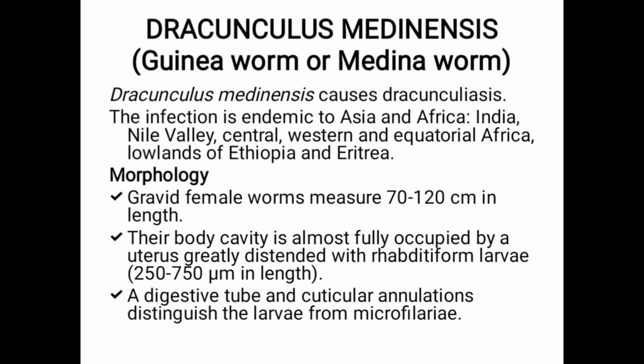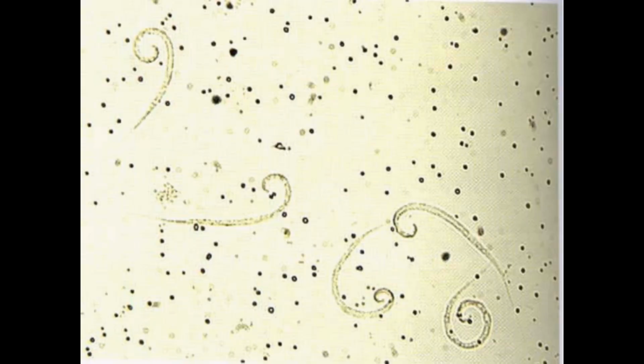Rhabditiform is a stage whereby the larva can go and infect a man when it has come from the soil, so it has somehow become matured. It is 250 to 750 micrometers in length. A digestive tube and a cuticular annulation distinguish the larvae from the microfilariae. Microfilariae are the young ones of the filarial worms. Here it is. As you can see, they look like a spiral shape.